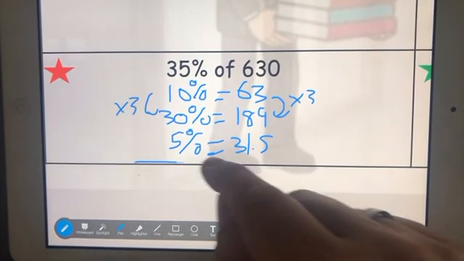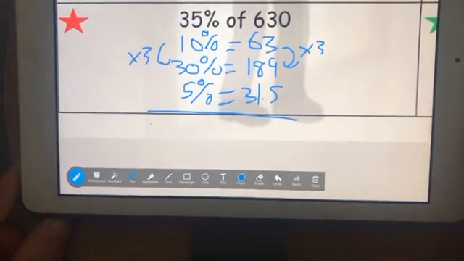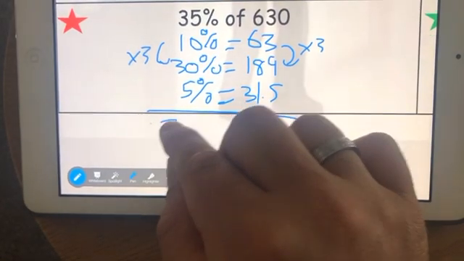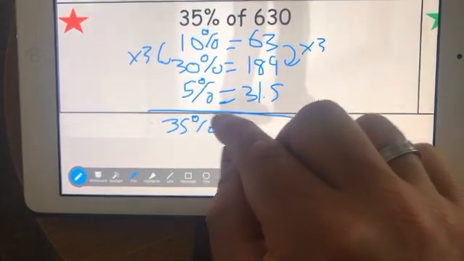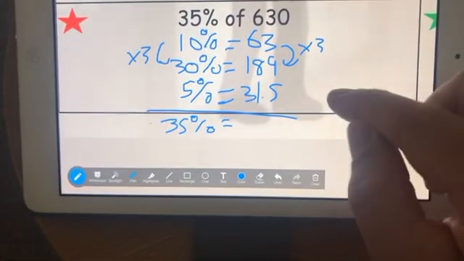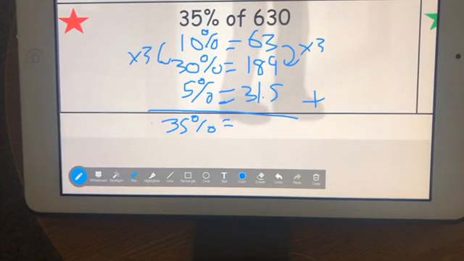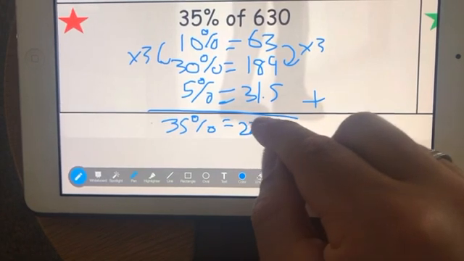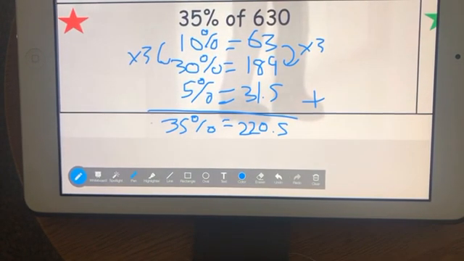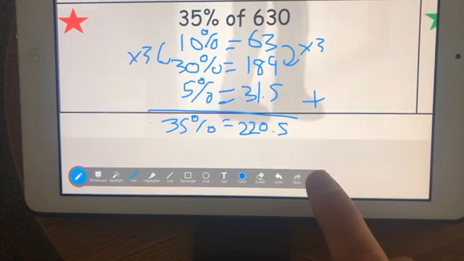Then to find out my total amount, I'm going to add those two together. 30 plus 5% is 35%. Then 189 plus 31.5 gives me 220.5 as a final answer. That's 35%. That's worth 1 point.